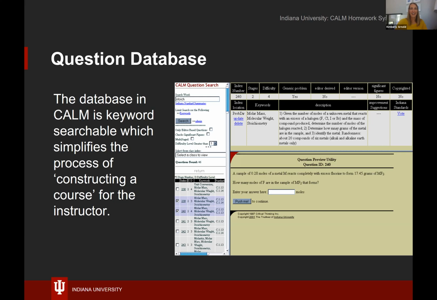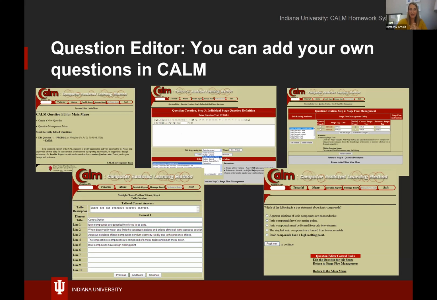You can also put in your own questions, so there's a question editor. I have written a couple questions and then I've forgotten how to do it, and then I could go back and probably relearn. There are some tools that help. If you pick a question, there are little things that guide you and lead you. But if you add some multi-stage ones, it can get a little tricky.